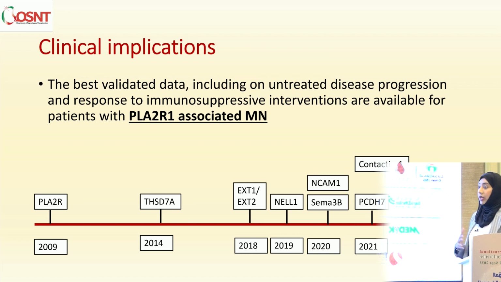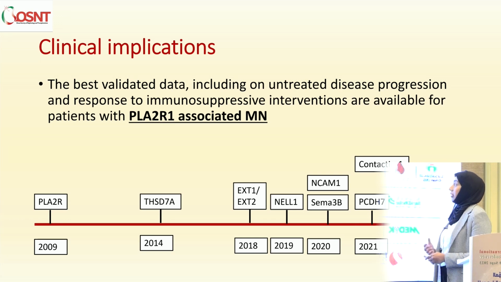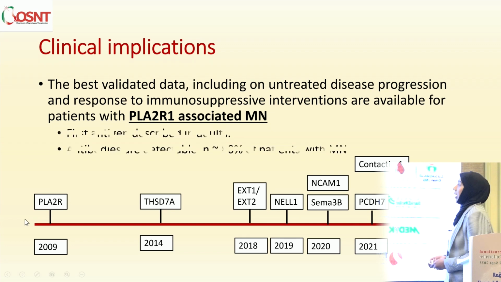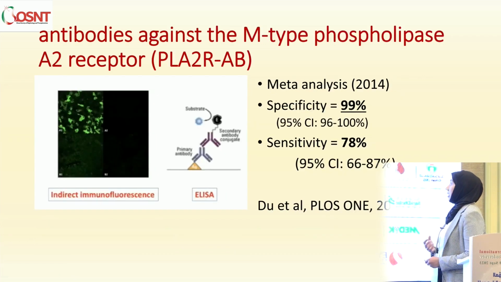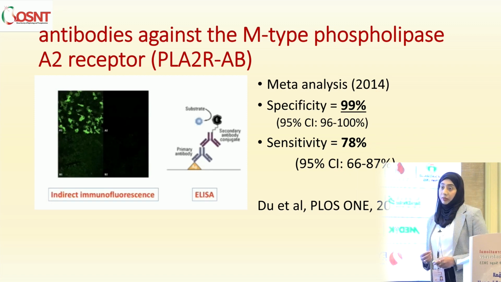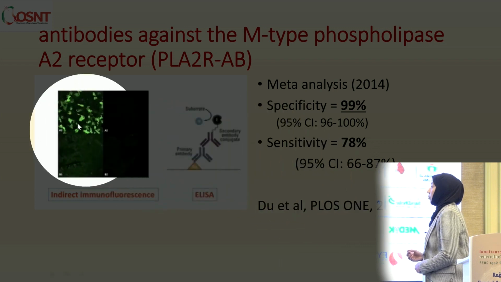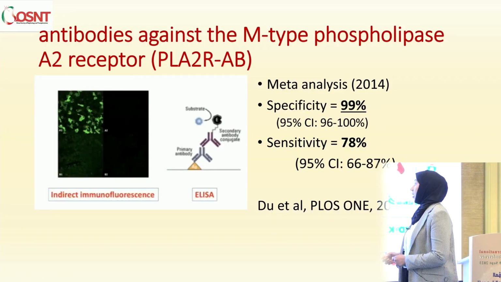How can we reflect this knowledge in clinical practice? The main advantage is that all of the studies, all of the clinical implications, come from PLA2R1-associated membranous nephropathy, because it is the first antigen that was discovered, as well as the most common antigen. And antibody against this antigen can be measured in the serum by two methods, either by using indirect immunofluorescence or ELISA. Both are commercially available in most of the labs of the world.